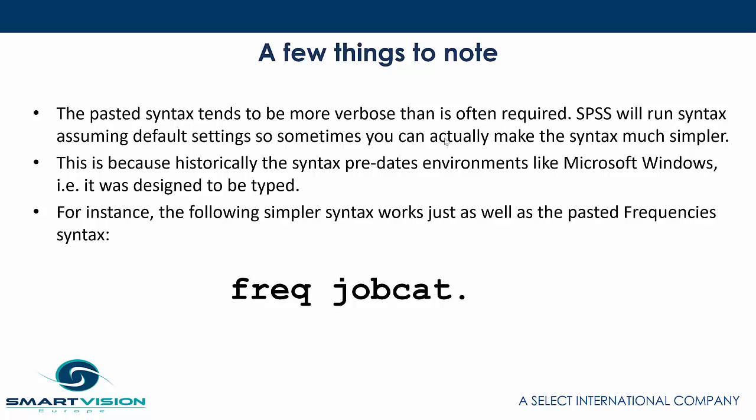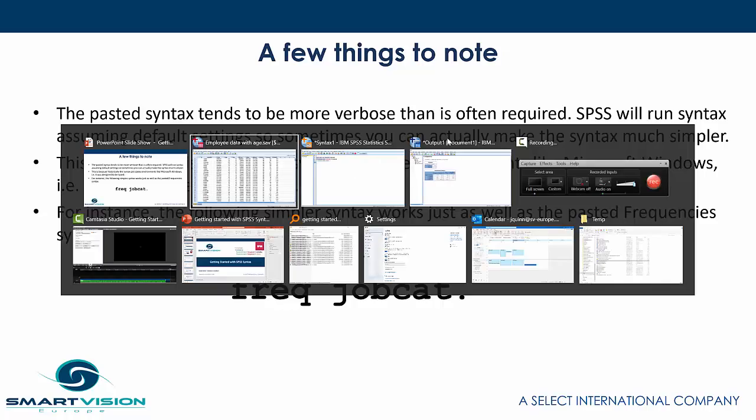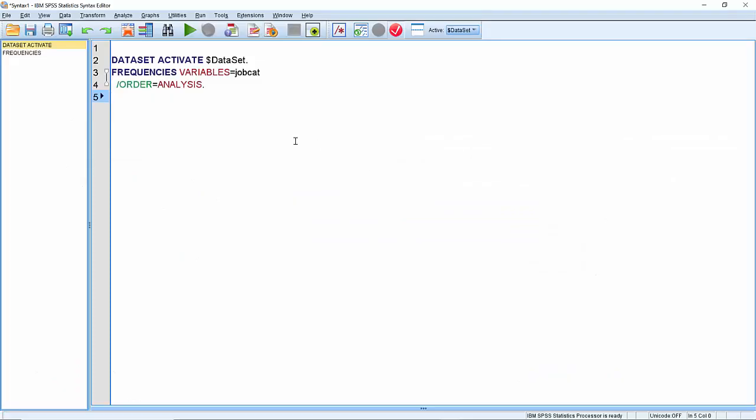And this is because historically the syntax predates environments like Microsoft Windows. It was designed to be typed. And for instance, the following simpler syntax works just as well as the pasted frequency syntax. You can literally just type in a shortened version of the word frequencies, which is freq, and then just the name of the field. So if I just go back to SPSS Statistics and show you that, you'll see that it'll just assume all of the other bits in it.